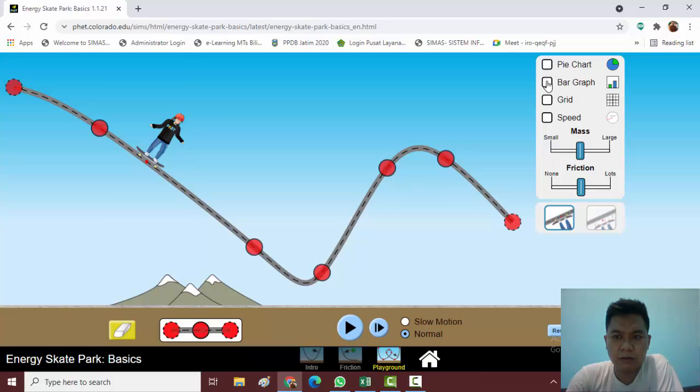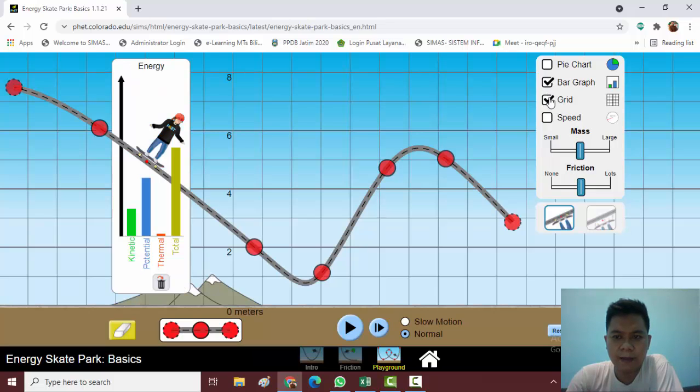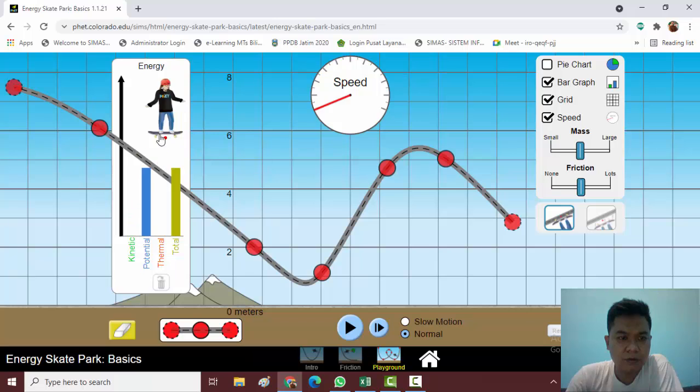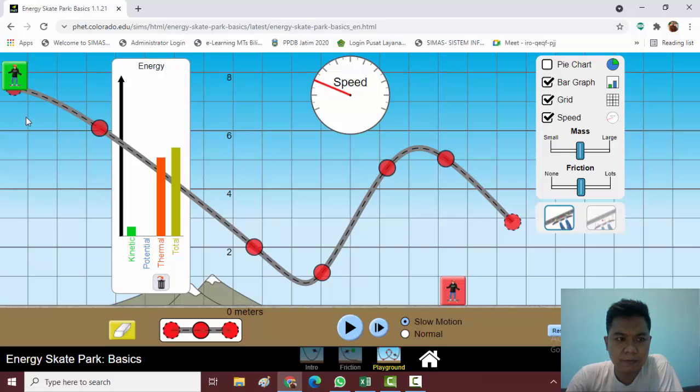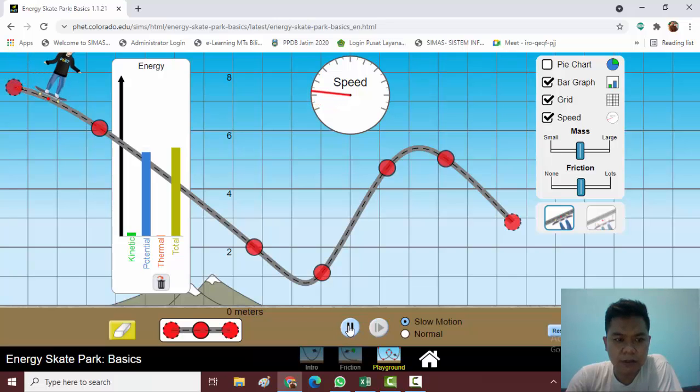Excuse me, I will show the bar graph, grid, and pie chart. Now, play. Slow motion. Look carefully at the movement of the person, and you must analyze the position and the graph of kinetic energy, potential energy, and total energy.